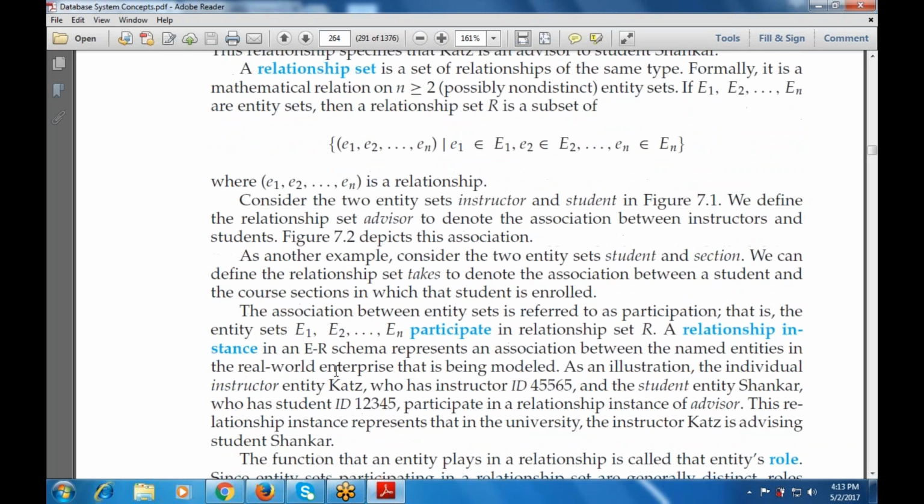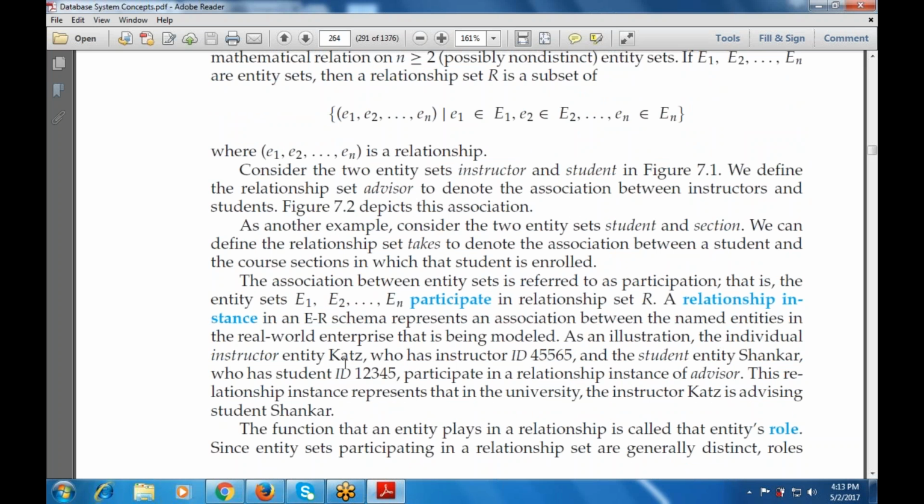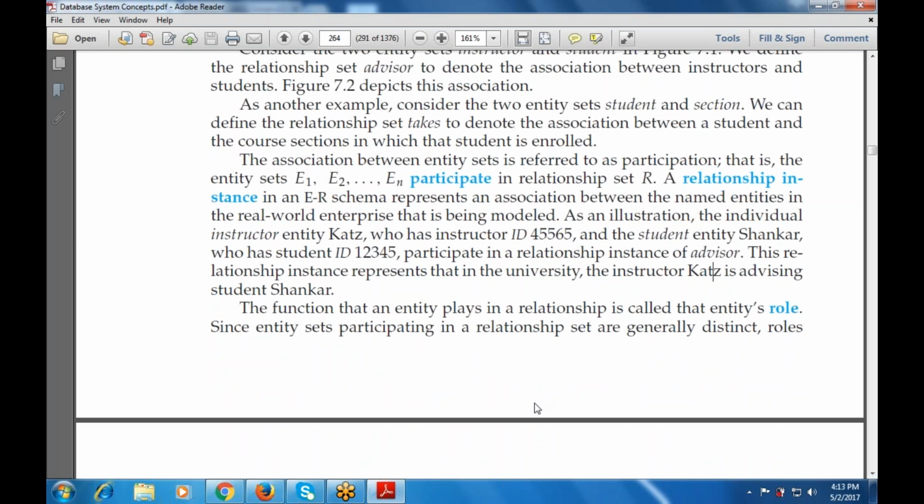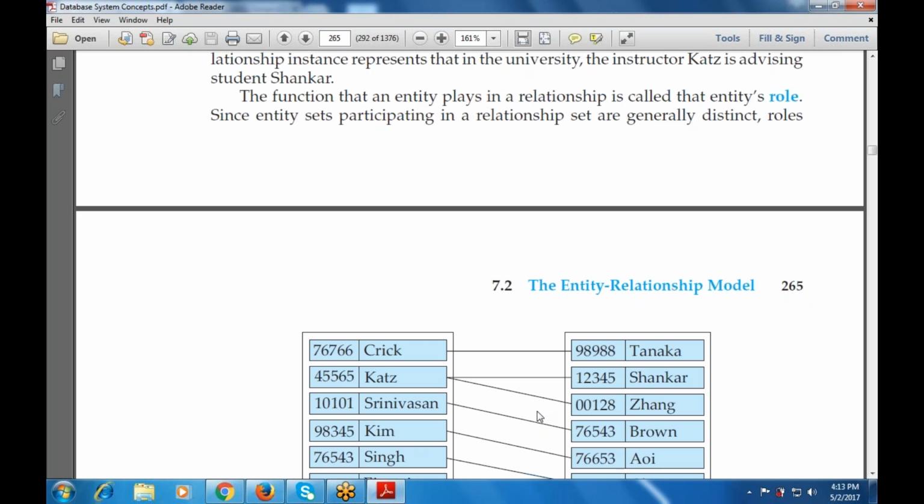Entities participate in the relationship set R, and this instance represents an association between the named entities. As an example, the instructor entity Katz, who has ID 45565, and the student entity Shankar, who has ID 12345, participate in a relationship instance of advisor. This represents that the instructor Katz is advising the student Shankar. The function that an entity plays in a relationship is known as the entity's role.